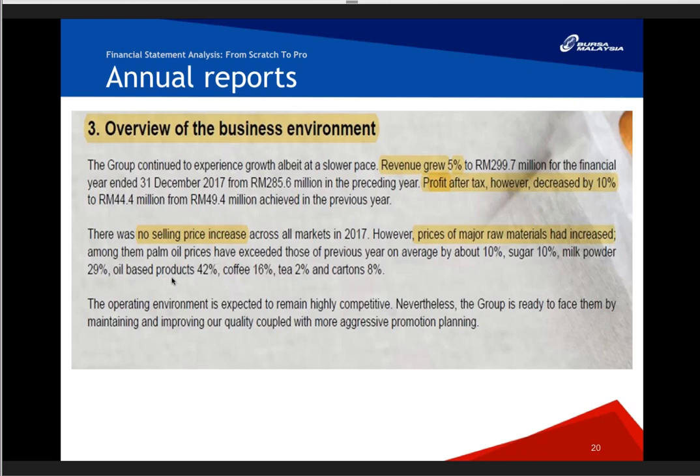So you can see that they are operating in a rather challenging environment, with raw material prices increasing whereas they cannot increase their selling price, so they have to absorb the cost. That explains why the profit reduced by 10%. Over here, it's also very transparent. They tell you the reason, and it says the operating environment is expected to remain highly competitive. However, the group is ready to face it by maintaining and improving our quality, coupled with more aggressive promotion planning. So they're going to increase their sales. I would say this management is very honest and transparent, so it gives me a good impression of this company as well.